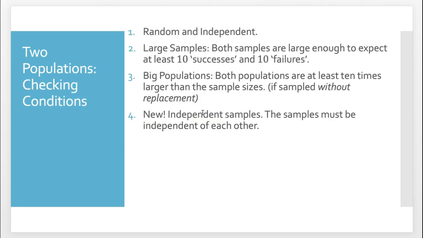As far as checking conditions, we need the samples to be random and independent. We need large samples, which means within each sample we have at least 10 successes and 10 failures. We need big populations, meaning each population is at least 10 times larger than its sample size. Then, between the populations, we need the responses to be independent from each other.